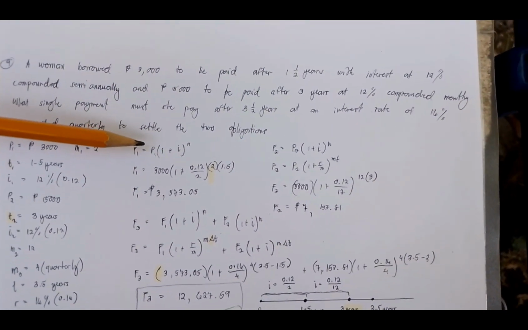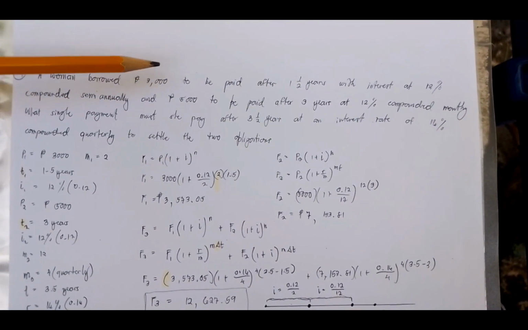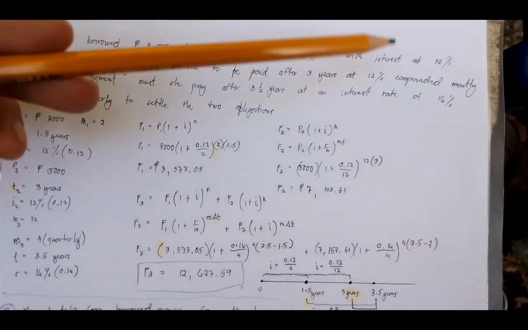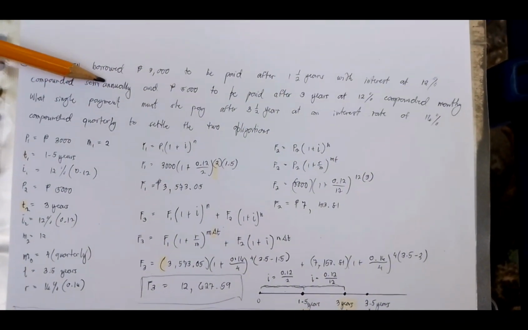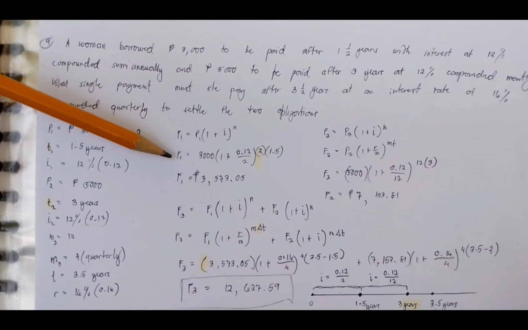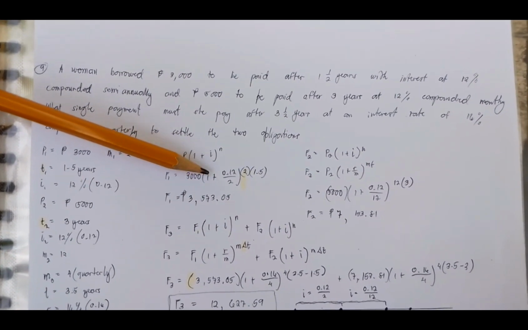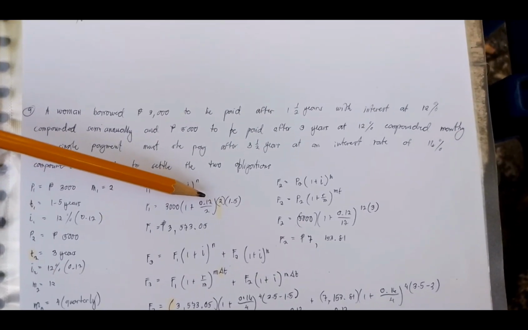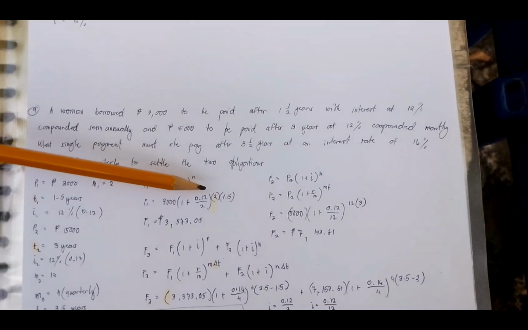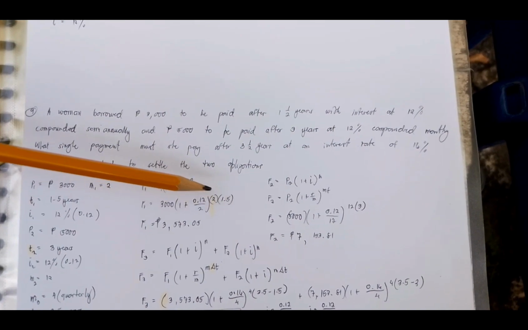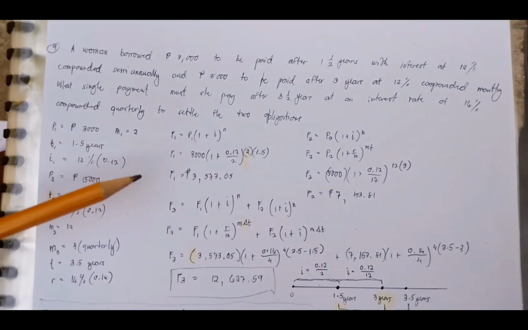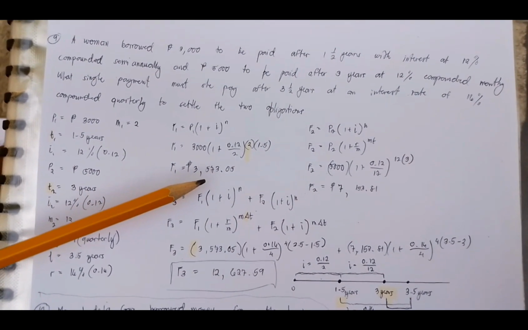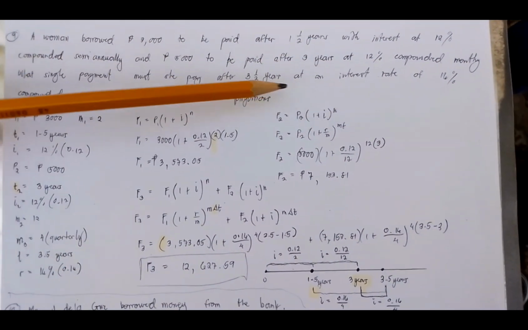Principal 1 equals 3,000. Time is 1.5 years. Interest rate is 12% compounded semi-annually, meaning 2. So simply substitute. F1 equals 3,000 times the quantity of 1 plus 0.12 all over 2, raised to the power of 2 times 1.5. And that would equal 3,573.05.